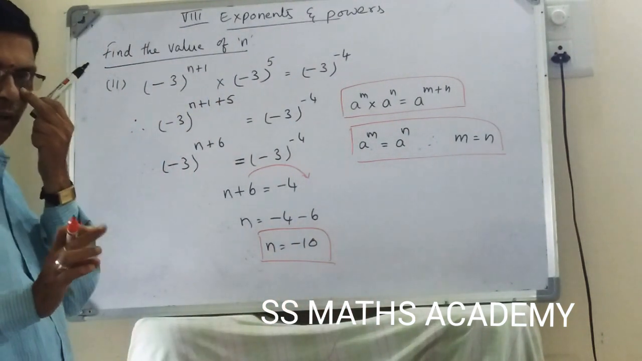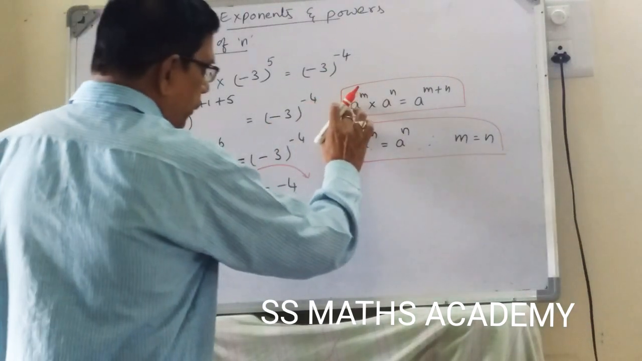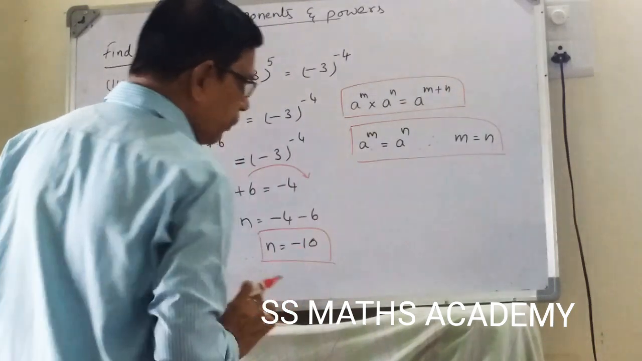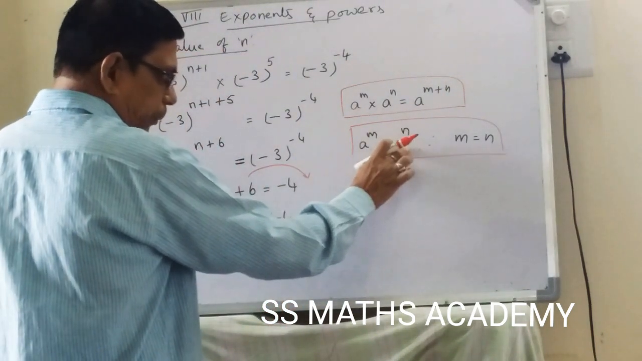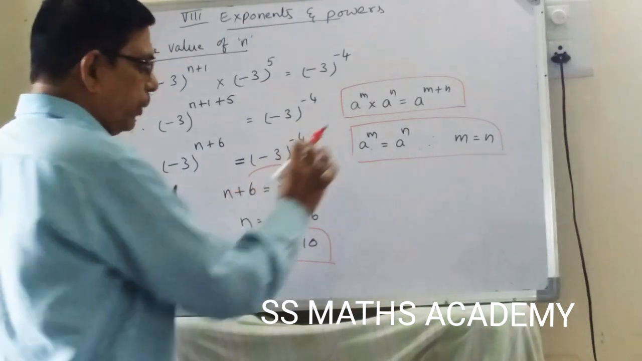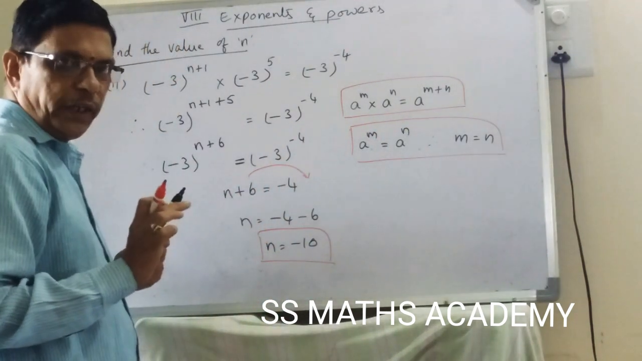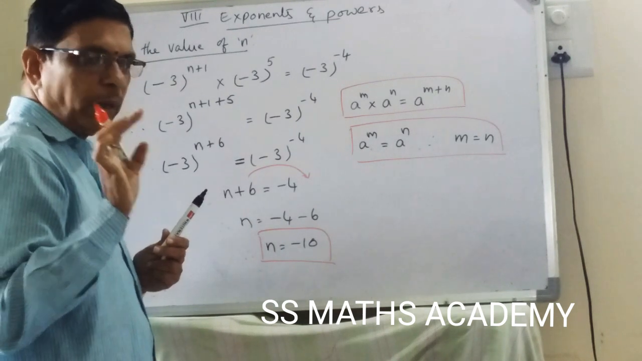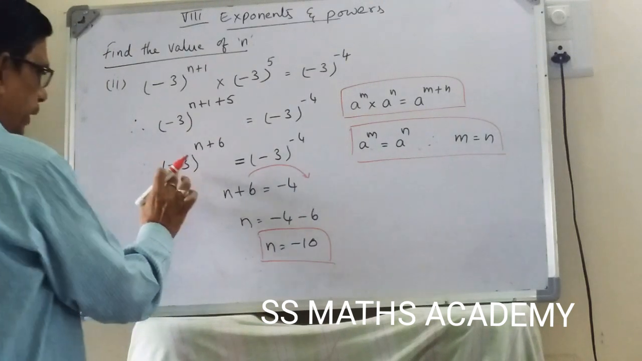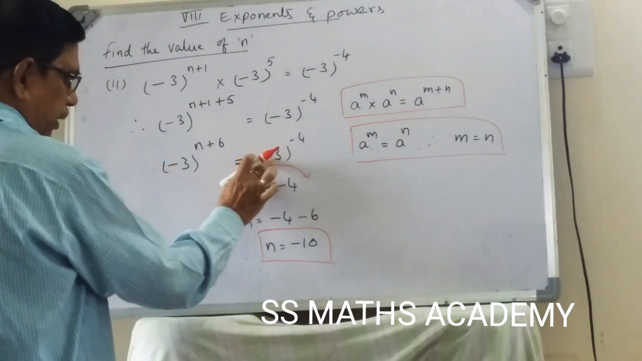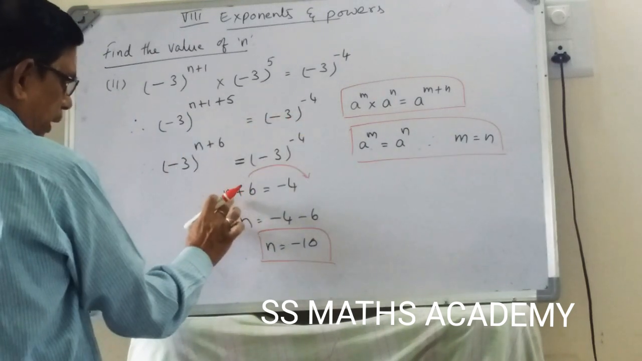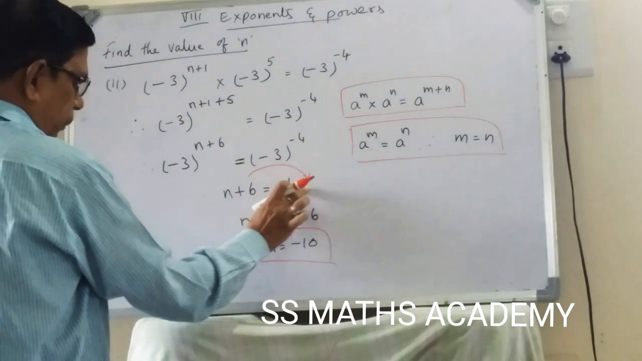So the simple technique we have to follow is: whenever the bases are equal and there is a product between them, add up the powers. Whenever the bases are equal and there is an equal-to symbol between the two, we need to make the powers equal. Therefore we are saying that m is equal to n. Similarly here, base minus 3 and base minus 3 with an equal-to between them, so we make the powers equal. So n plus 6 is equal to minus 4.